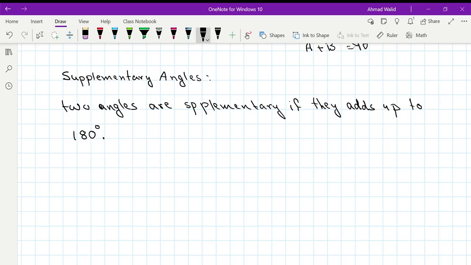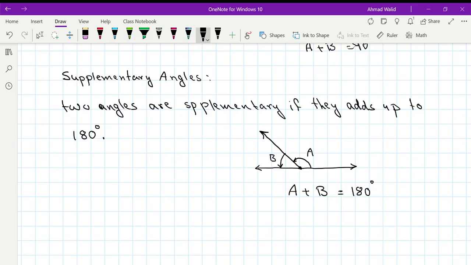Correct? I'll show you in an example here or in a picture. For example, this is our vertex. This is my angle A, and this is angle B. If A plus B gives me 180 degrees, I call these two angles supplementary to each other.